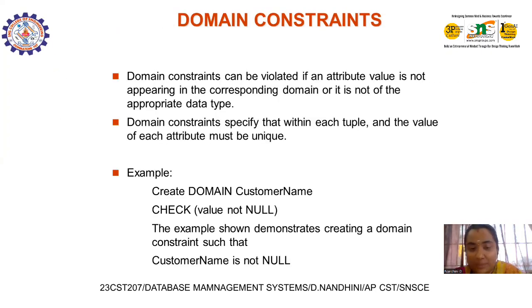What is a domain constraint? The domain constraint ensures that the values in an attribute belong to a predefined domain. That means what data type the column has and which format it has been given. For example, age must be an integer between 0 and 120. An example is given here: we are creating a domain for customer name and checking whether the value is null or not. This example shows a domain constraint being created where customer name is not null. The domain constraint specifies, for each tuple, each attribute's domain.